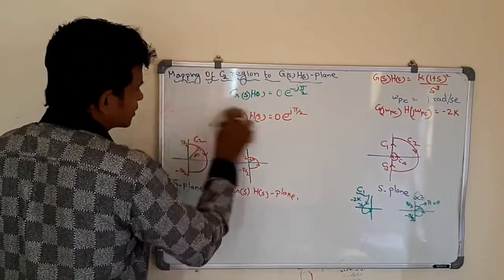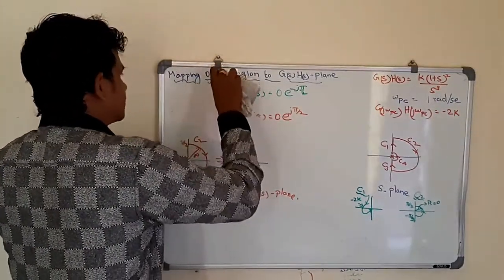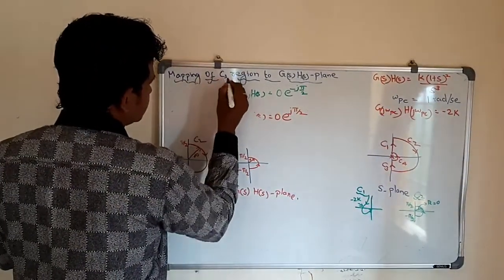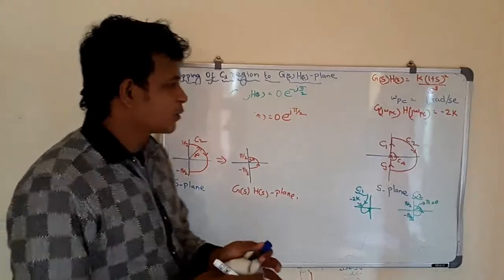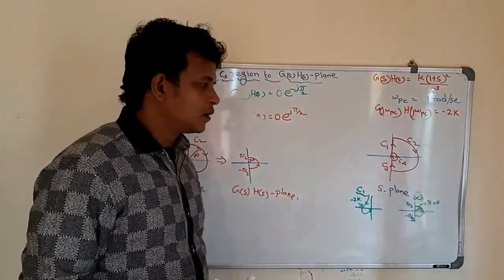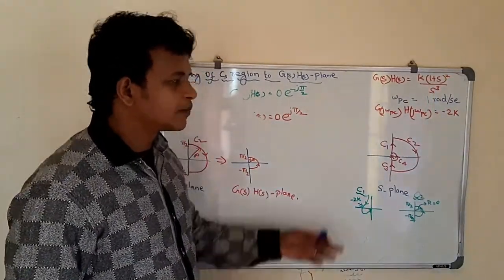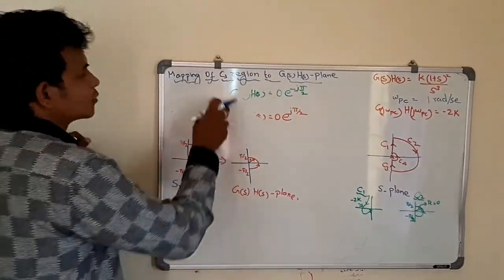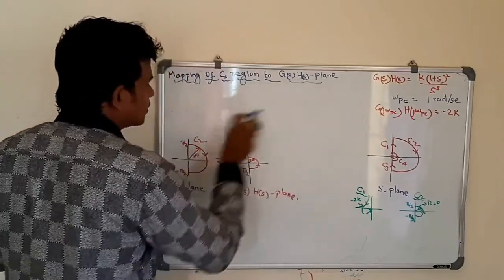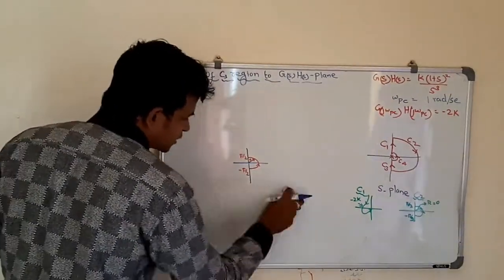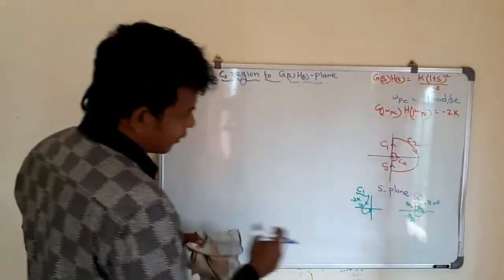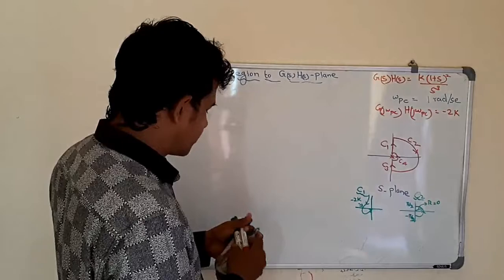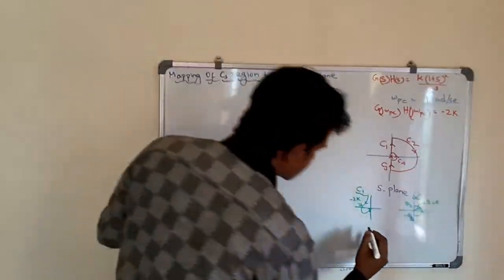Now mapping of the C3 region. Here I am going to map the C3 region. When I see regions C1 and C3, they resemble each other. They are mirror images of each other. So in the G(s)H(s) plane also, the mapping is the mirror image of region C1. In region C1 I have got this kind of plot. In the G(s)H(s) plane, for region C3, I will be having this kind of plot, since it is a mirror image.